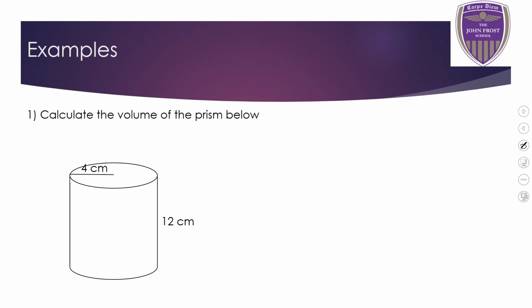Welcome back. So, the volume of this prism, it's a cylinder. All we need to do is the area of this flat circle at the top, and because it's a prism, we know that circle is the same all the way through. So we're always doing the area of the cross section, which in this case is a circle, times by the length, or you might prefer to call it the height. Area of the circle first is pi r squared, pi times the radius squared.